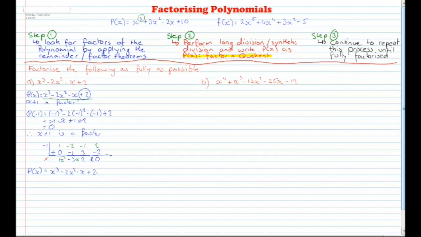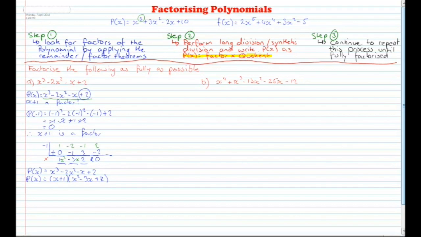But what I now know is that when I divided this, that is p of x, by x plus 1, I ended up getting p of x is equal to x plus 1, because I know that was a factor, multiplied by x squared, because that comes from here, negative 3x, because that comes from here, plus 2, because that also comes from here. Now all I need to do is look to factorize the last bracket.